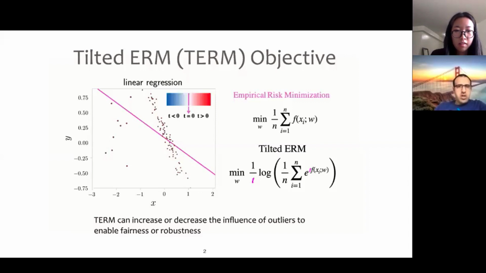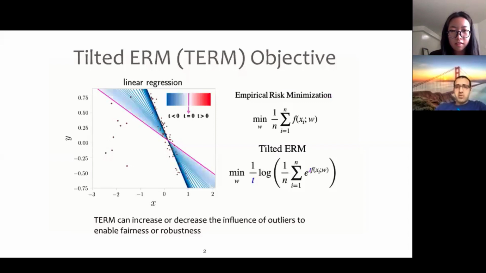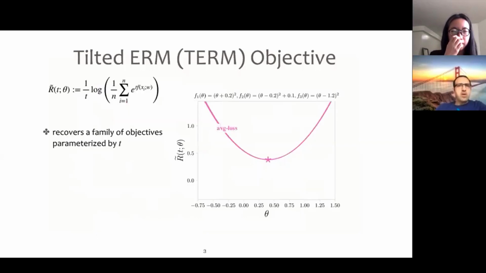Motivated by exponential tilting in large deviations theory, we introduce tilted empirical risk minimization, or TERM, which is an extension of ERM with an additional tilt hyperparameter t. TERM recovers ERM for t equal to 0. It highlights outliers to promote fairness when t is positive, and it suppresses outliers to promote robustness when t is negative. So here is the TERM objective, which recovers average loss and traditional ERM for t equal to 0.